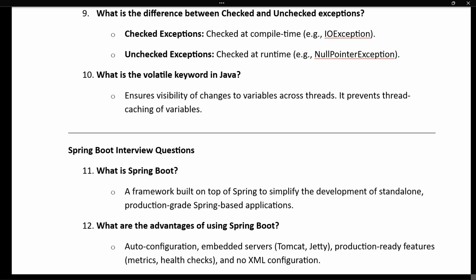So the checked exception is compile time. It's called IO exception. Unchecked exception is a runtime. It's called null pointer exception, is an example. So checked exception at compile time means input output exception, and unchecked exception is a null pointer exception that is called at the runtime. Now what is volatile keyword in Java?